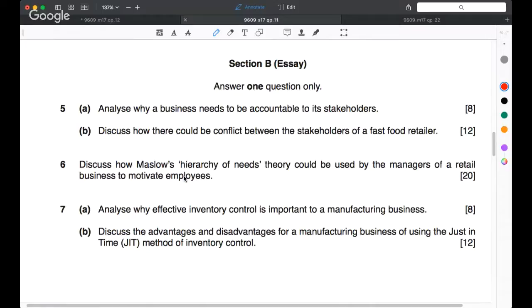So discuss the advantages and disadvantages for manufacturers of using the just-in-time method of inventory. Just-in-time. I'm going to tell you a story about just-in-time. Just first of all, just-in-time is a strategy to manage your inventory, to increase your efficiency and to decrease waste by making sure that you receive goods only as they are needed in the production process, which obviously reduces costs.